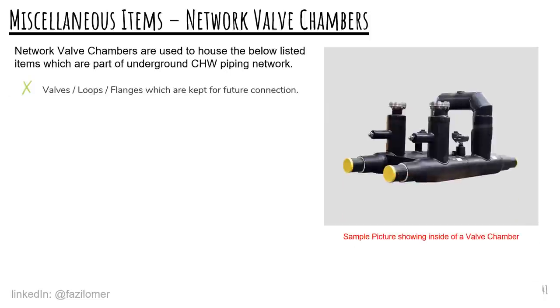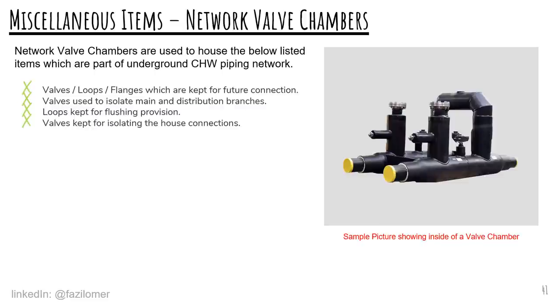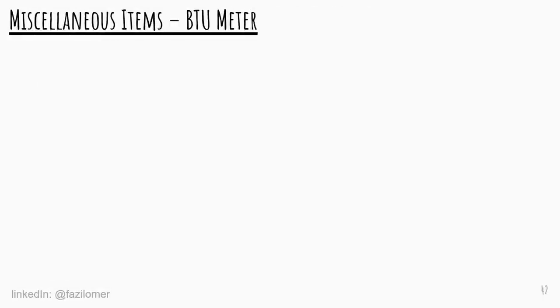Valves, or loops, or flanges, which are kept as provisions for future connection. Valves, which are used to isolate main and distribution branches. Loops kept for flushing provision. Valves kept for isolating the house connections. Drain valves, air vent valves, etc. We have discussed in slide number 32 that BTU meter is installed in a building.